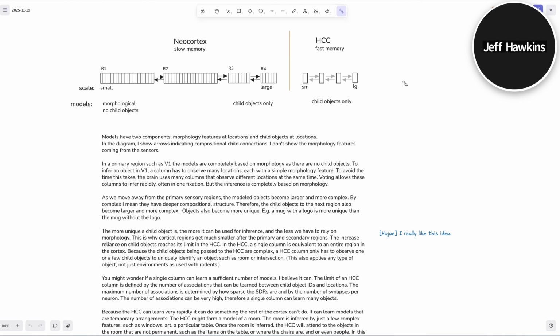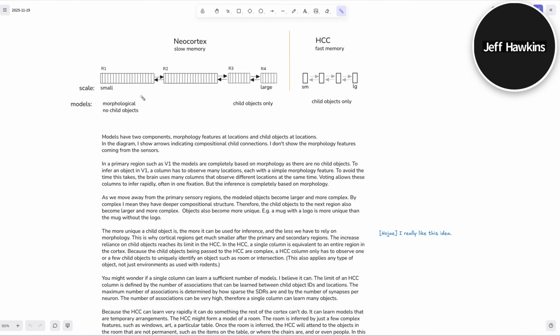What struck me is that anywhere in this hierarchy, a column is trying to learn and infer, and almost anywhere except for the primary region, there'll be a child object. We can argue there's no child object to be had at the very bottom, but as soon as you get one level up, you'll start having parent-child relationships, and those parent-child objects are going to get more sophisticated.